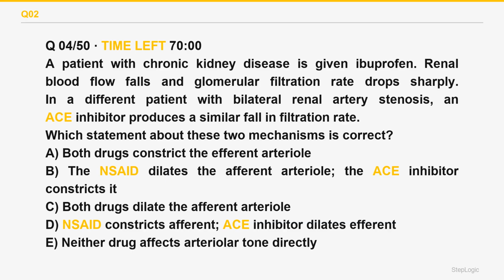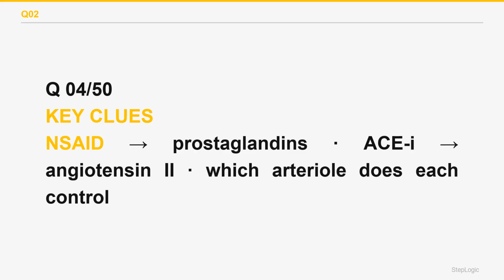Read the comment. Which mechanism statement is correct? Two drugs drop the filtration rate, but they act on opposite ends of the glomerulus. Glomerular filtration depends on the pressure gradient across the capillary tuft, and two hormones maintain it under stress.